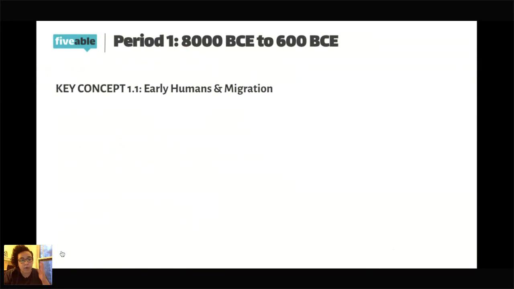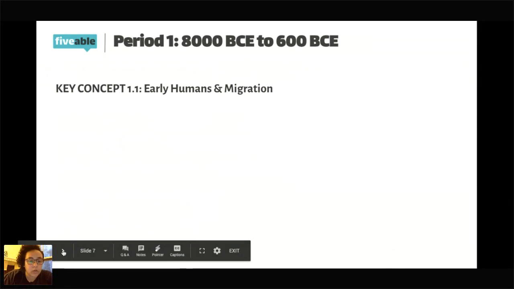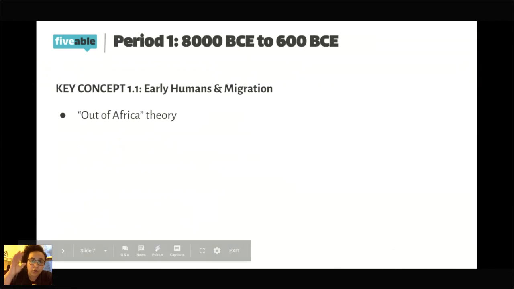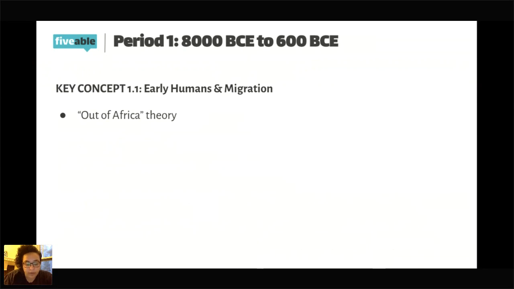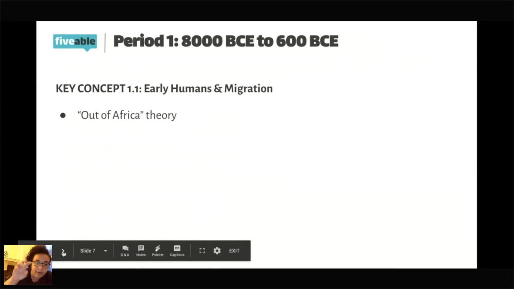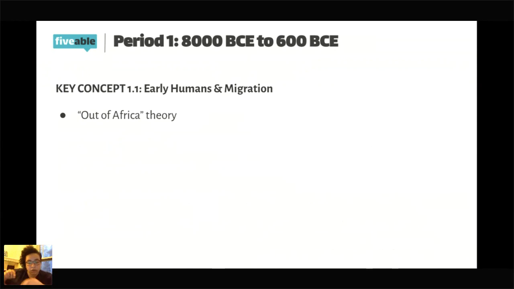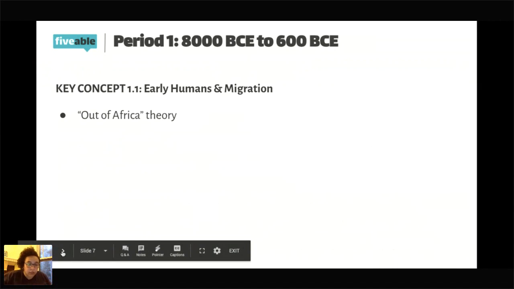All right, key concept 1.1. So the very beginning is all about early humans and migration. The entire basis of where humans live is based on this theory of out of Africa, right? That humans originate in Africa, in sort of Southeast Africa, and then migrate from there. They migrate with changing seasons and changing resources, migrating to survive. And so eventually, after hundreds of thousands of years, humans populate the entire Earth. Everything originates back in Africa and then populates out.